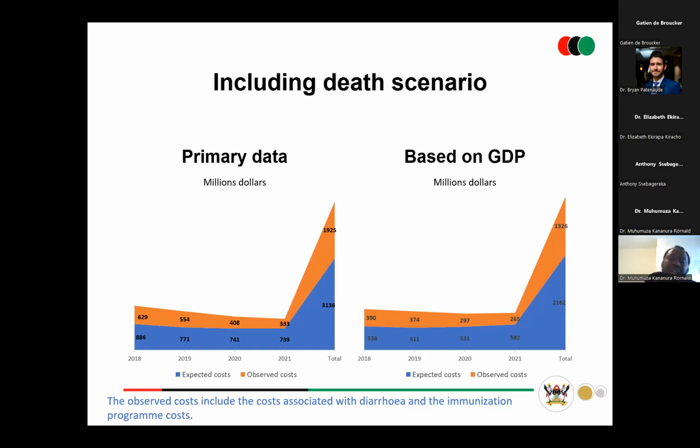And when you compare the primary data and of course the GDP method, we see they are almost the same, meaning that our method and the data that we collected from the household depict what should be.